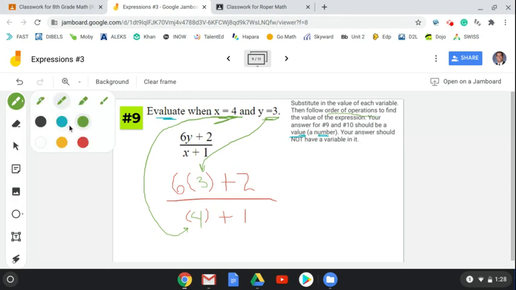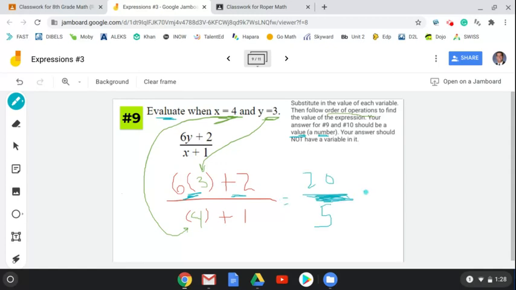So let's follow order of operations. In the numerator up top, I have 6 times 3. What's 6 times 3? That's 18. Add 2 more, and you get 20. So 20 is in my numerator. In my denominator, I have 4 plus 1. Well, that's 5. Now I have 20 over 5, or 20 divided by 5, right? That's what the horizontal fraction bar means. 20 divided by 5 is 4. 4 is my value for this expression when x is 4 and y is 3. So 4 is my final answer.